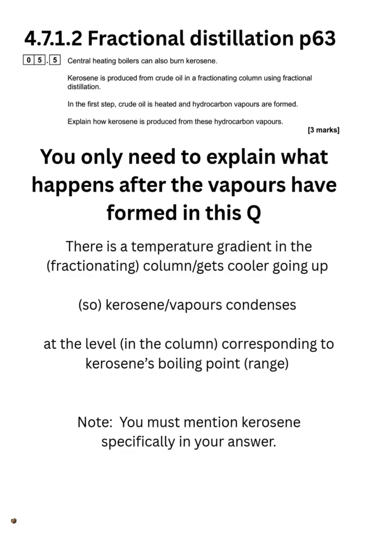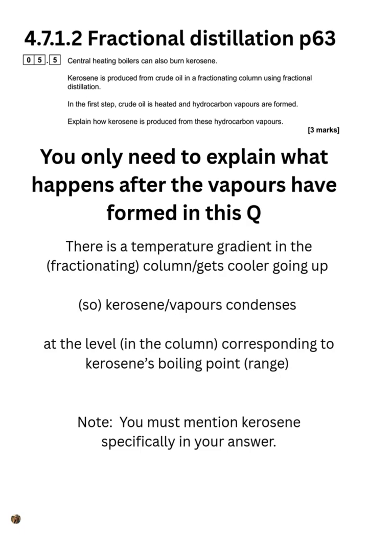So for the first mark, you could say there's a temperature gradient in the fractionating column, or you could say it gets cooler going up the column. Second mark is for saying that the kerosene or kerosene vapour condenses. And the third mark for saying that that happens at the level in the column that corresponds to kerosene's boiling point or boiling point range. But you must specifically mention kerosene in your answers rather than just saying vapours.